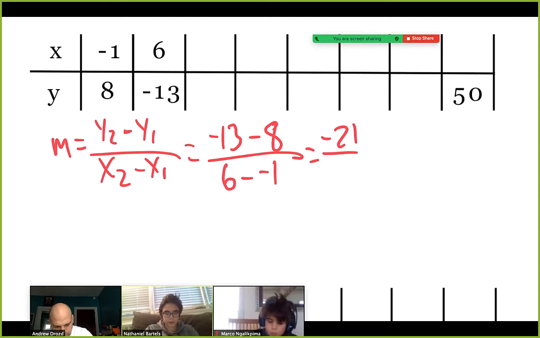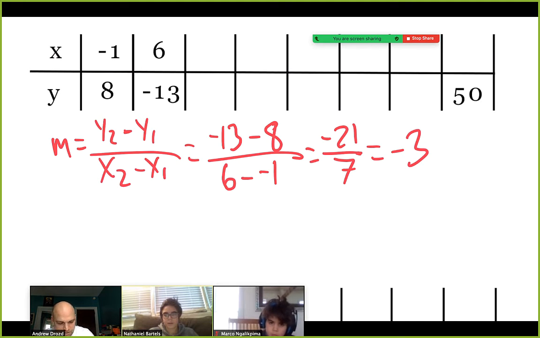And then 6 minus -1 gives us what? 6 minus -1 equals 7. Beautiful. And so what can we simplify that to? -3, right? So we're going to simplify that to -3. Beautiful. And so that means that for every one unit that the x value is moving, the y values are going down 3.